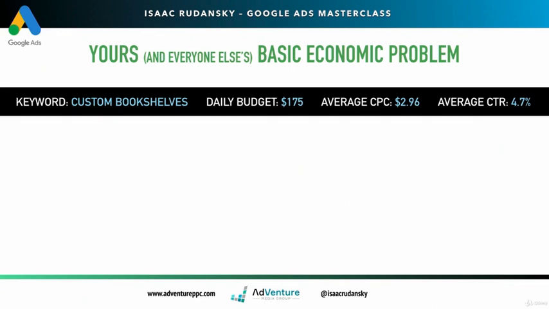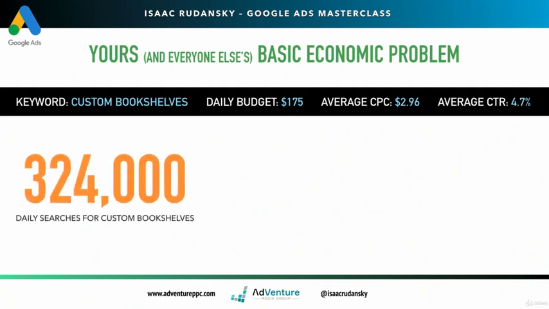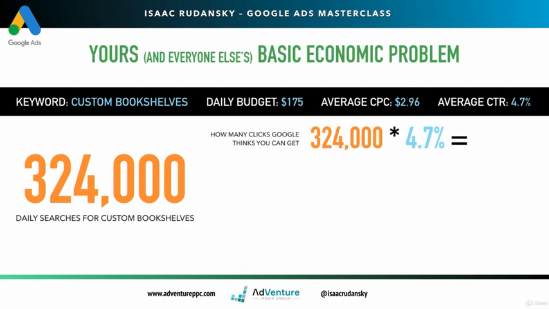Okay, so let's come up with some hypothetical numbers to illustrate this economic problem. Let's say 324,000 daily searches for custom bookshelves occur on google.com. Again, hypothetical number. Now, how many clicks for your average CTR does Google think you can get? So you take 324,000, you multiply that by 4.7%, and that gets you to 15,228 potential clicks for your click-through rate. If your click-through rate was higher, you could potentially get a maximum of more clicks. If it was lower, fewer clicks, right? But in this example, you can get a maximum of 15,228 clicks.